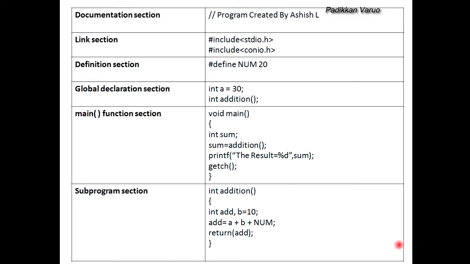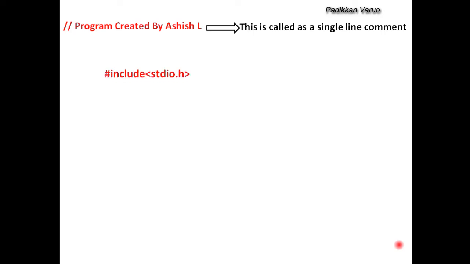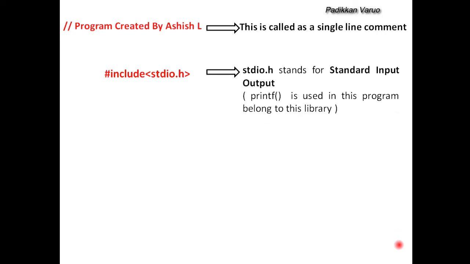Next, we can see the activities taking place inside that example. The first line of the example is a comment. This program is created by me, so I have written program created by Ashish L. This stands for a single line comment. This is the line that we have specified in the documentation section. The next one is #include stdio.h. What is this? Here we are including the library into our program.